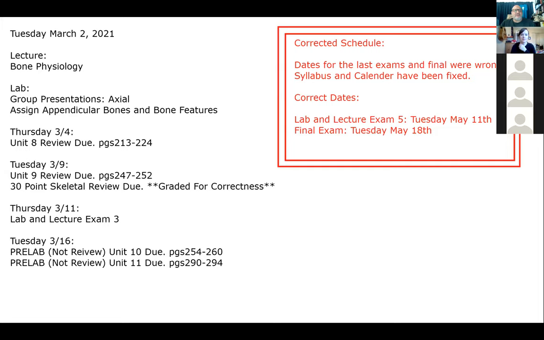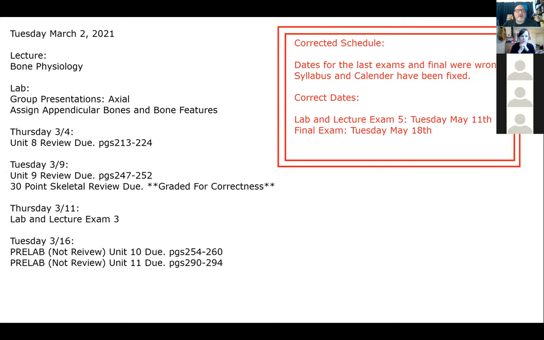All right, let's get to the important stuff now. We are going to continue exactly what we did in the last class and what we're going to do for all of this week and the beginning of next. In lecture, we're going to talk bone physiology and the processes that we are responsible for. And then in lab, we're going to be doing our group stuff. So we're going to do the presentations for the rest of the axial bones that you guys are going to be presenting. So all the groups that didn't present last week are going to present today.